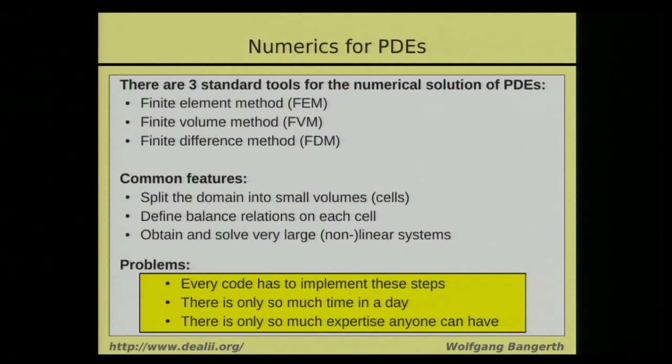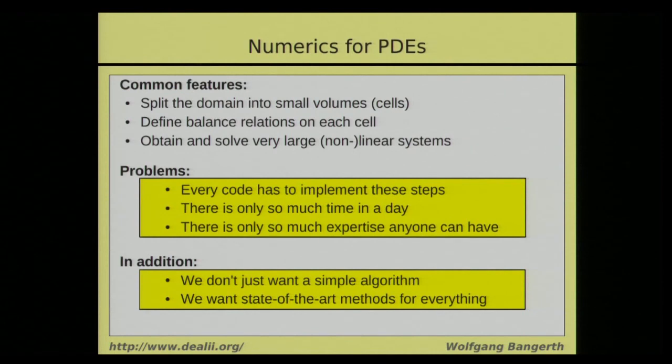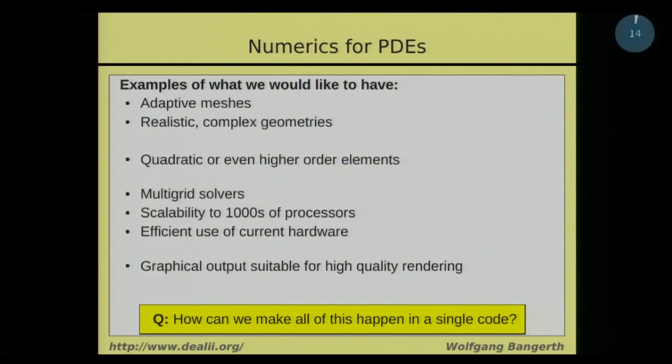So what I would like to argue then is, because of these restrictions, that it's worthwhile to look into existing libraries. In particular, because we don't just want to use methods that have been around for 30 years, but we want to use something that is state-of-the-art. So typically, what I would consider state-of-the-art in numerical PDEs today is that you want to use adaptive meshes, realistic complex geometries, higher order elements, multigrid solvers, that this whole thing should scale to thousands of processors on modern hardware, and that you want to get output that is suitable for high-quality rendering.